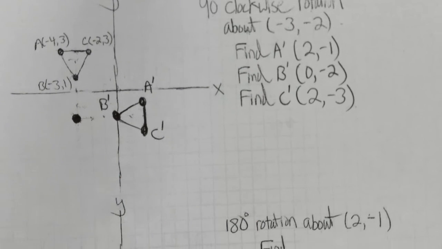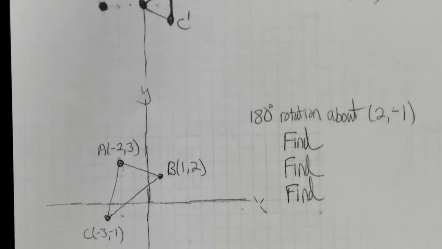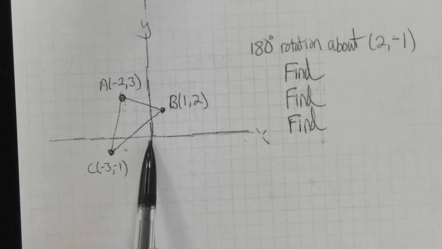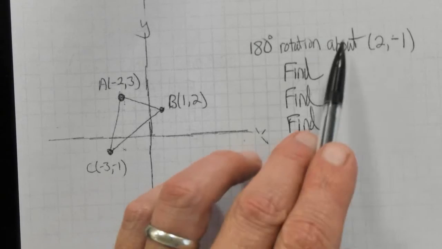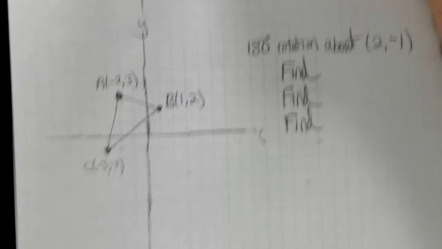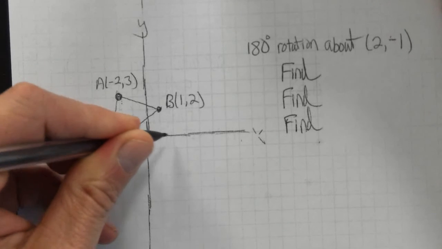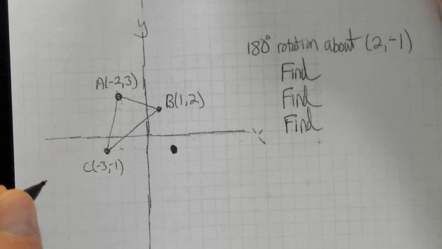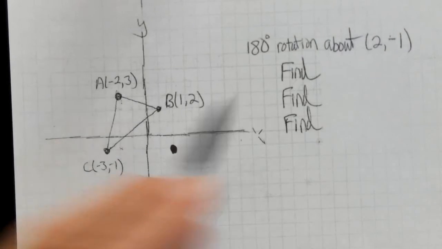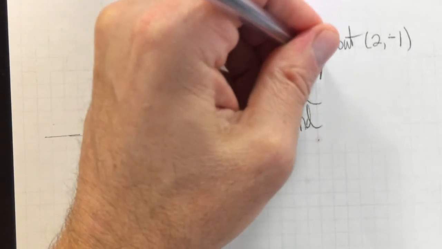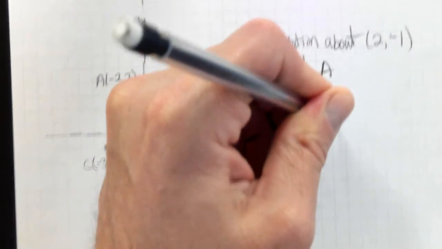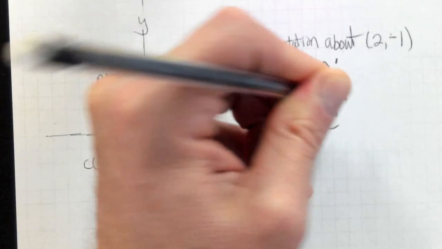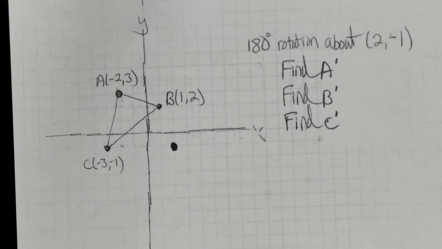All right. But there is one more problem to look at here. First of all, I'm going 180 degrees. I'm going to turn it completely upside down, and it's about the point 2 comma negative 1. Let's find that center. So 1, 2, negative 1. So there is your center of rotation. So 180 degrees is completely upside down. Once again, we're going for A prime, B prime, and C prime.